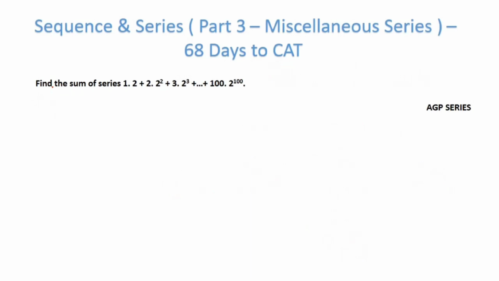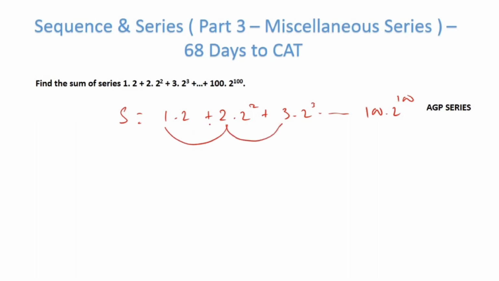Finally, the AGP series. I hope you've solved some AGP series also this season. Let's see. So S is equal to 1 into 2 plus 2 into 2 square plus 3 into 2 cube, up to 100 into 2 to the power 100. Why is it called arithmetic or geometric progression? Because you can see the first part is in AP, 1, 2, 3, 4. The second part is in GP, 2, 2 square, 2 cube, and so on and so forth.